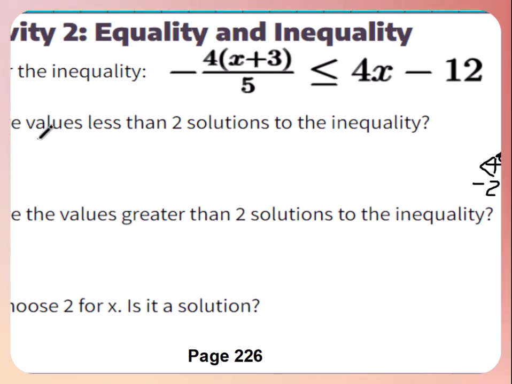0. So negative 4 times 0, we're substituting in 0 for x. 0 plus 3 would be 3 over 5. The left hand side simplifies to negative 12/5. And we're asking if that's going to be less than or equal to 4 times 0, this time we're going to put in 0 here, is 0, minus 12 is minus 12. Divide 12 by 5 and you get 2.4.